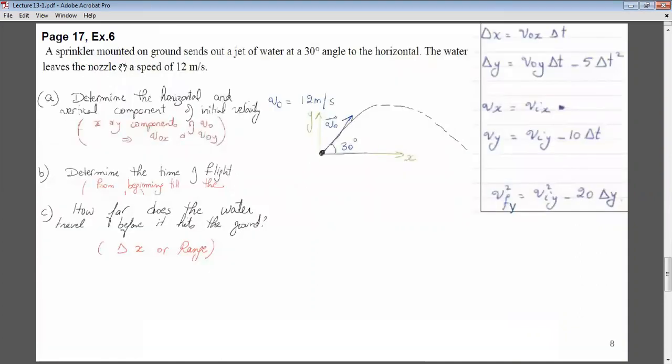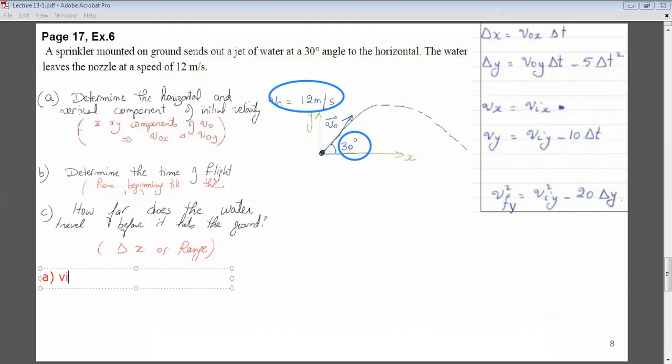Number 6: a sprinkler mounted on the ground sends out a jet of water at a 30 degree angle to the horizontal. The water leaves the nozzle at a speed of 12 meters per second. So here they gave me the initial speed and they gave me the angle. Okay. Now the first part: determine the horizontal and vertical components of the initial velocity.